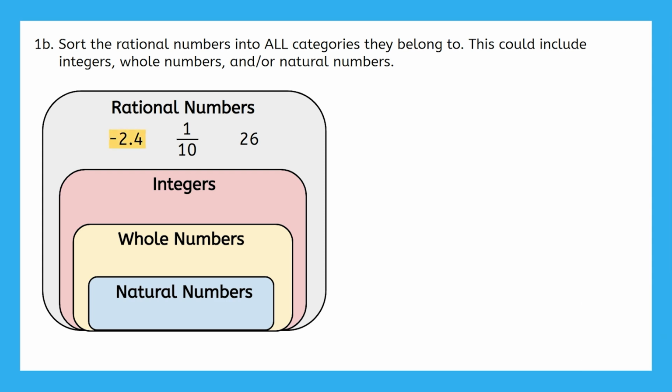Does -2 and 4/10 fall into any other categories? No, it's a decimal, so it can't fit into the other three categories. 1/10 is a fraction, so it can't be sorted into any other category. But 26 is also an integer, a whole number, and a natural number. Nice work.